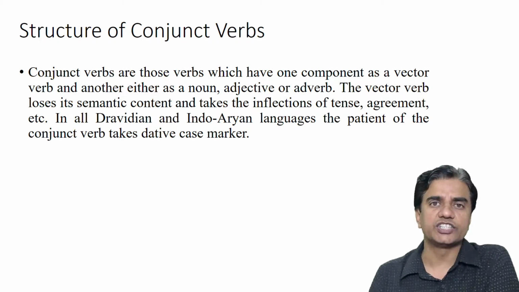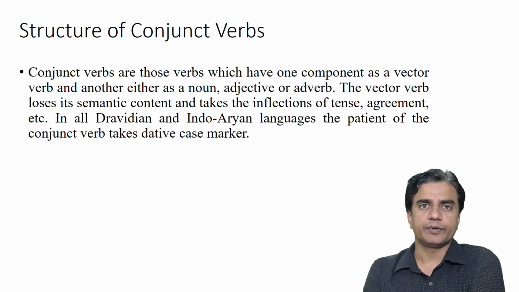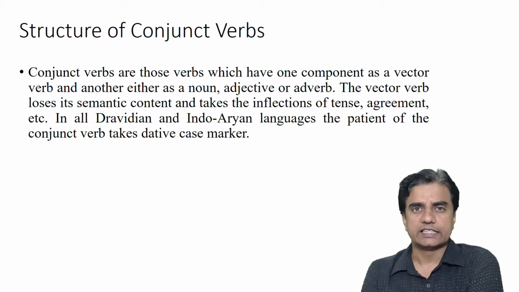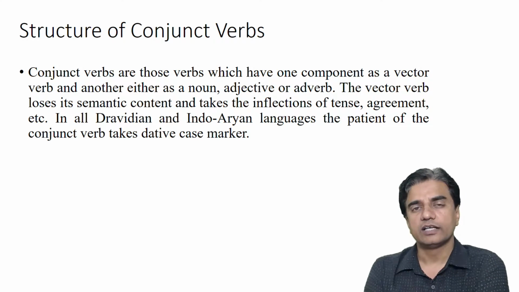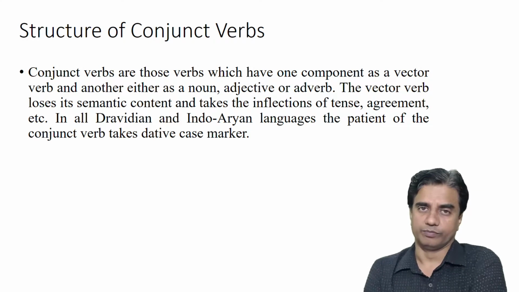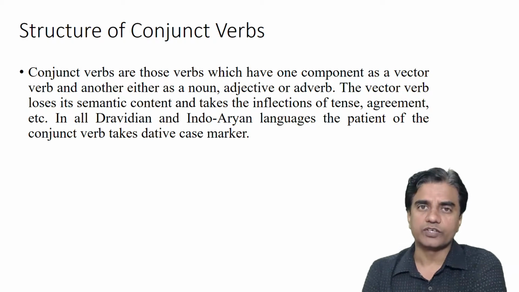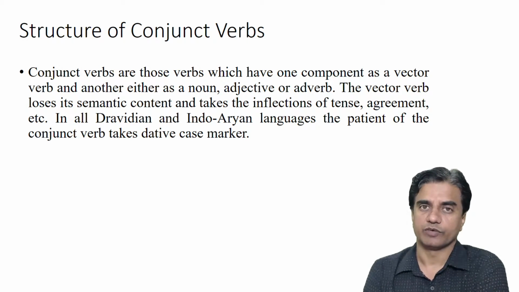Now we turn to conjunct verbs, and what we see in conjunct verbs is it's also a multi-word verb. That is, it's a complex predicate. There are two units, but in place of V1 and V2, what we find in this is we have a noun in place of V1, or an adjective or sometimes an adverb, and then we have a verb, and it is the verbal part which takes all the syntactic components which appear in morphological forms on them.